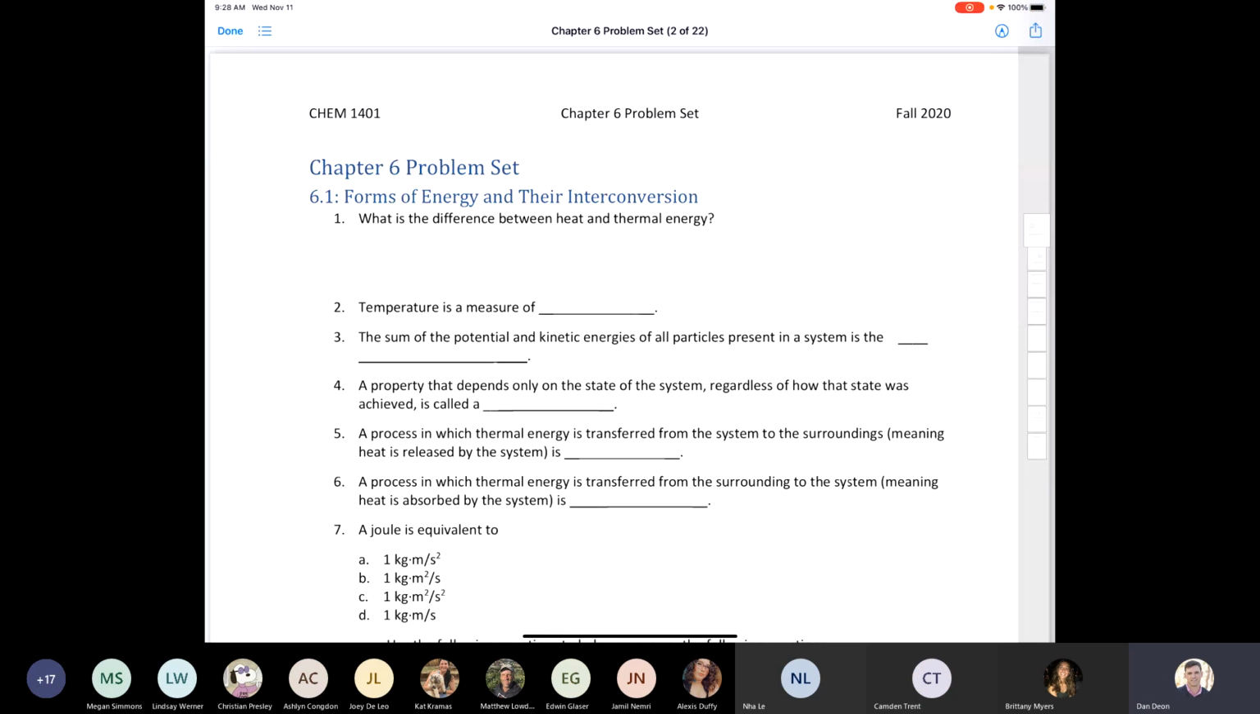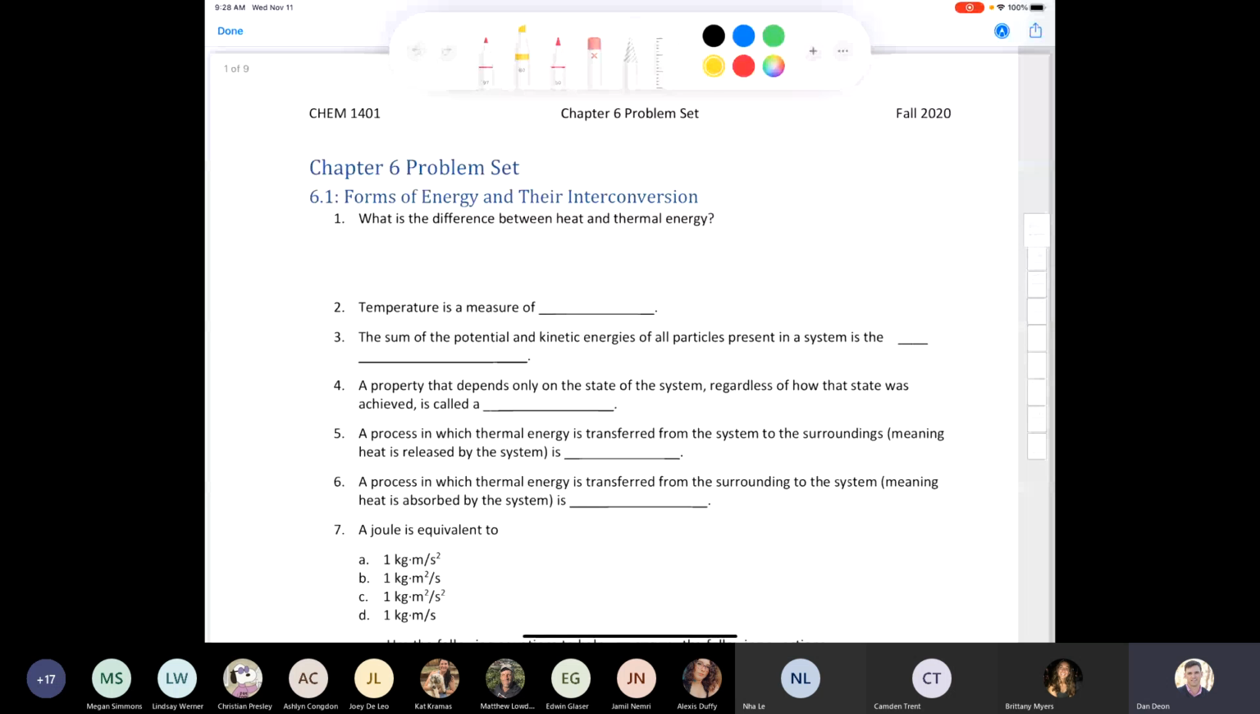All right. So this problem set can be found on our Canvas page. And the first question I want to look at is question number 1. Question number 1 asks us, what's the difference between heat and thermal energy? Well, I'm going to just kind of discuss this one with you guys.